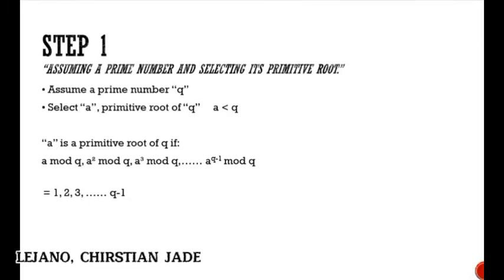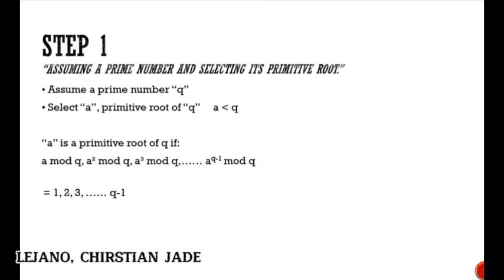The simplest and original implementation of the protocol uses the multiplicative group of integers modulo q. Now, the foremost step is to assume a prime number, so let's call it q. After assuming a prime number, we have to select alpha such that alpha must be a primitive root of the chosen prime number, and alpha should always be less than q. So two conditions have to be satisfied. Now, what exactly does it mean to be a primitive root, and how do we find it?